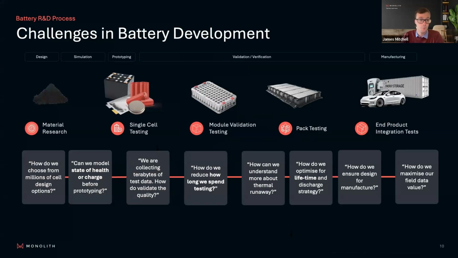So just to call out where we've got applications across the battery development space, we're going to focus today on the far left-hand side. How do we get to the right formulation? How do we get to the right chemistry and process parameters from millions, probably billions of design possibilities? We are also doing an awful lot of research and development with clients around state of health and state of charge modeling, and that's got particular challenges with LFP chemistries with the flat voltage curve.